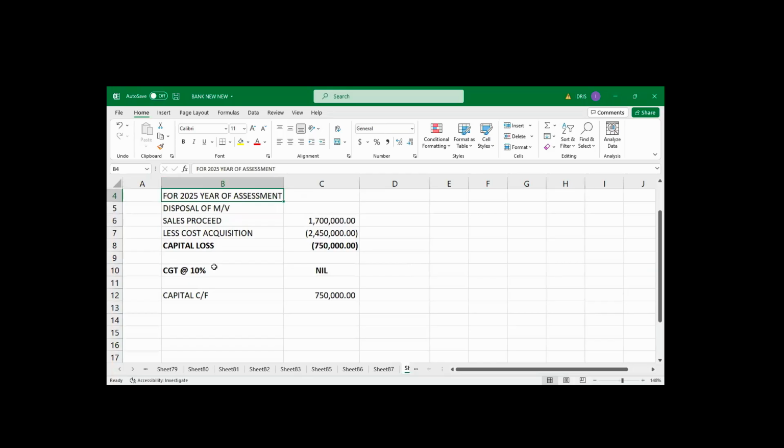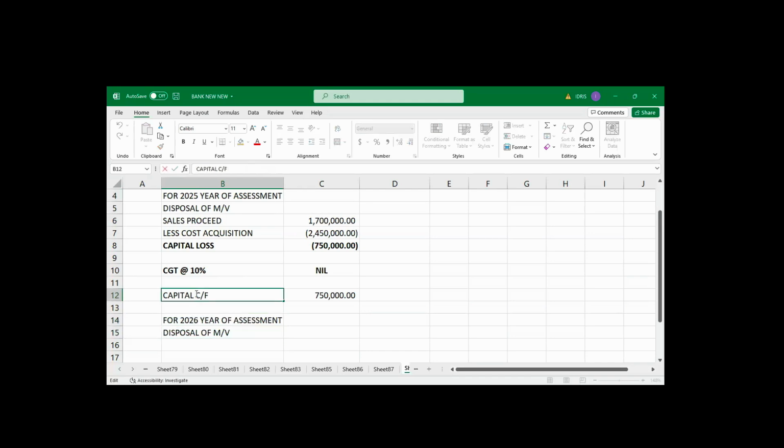Another year of assessment, still on this same Tolani. Which year is that? 2026. What happened in 2026? They disposed what? Land.